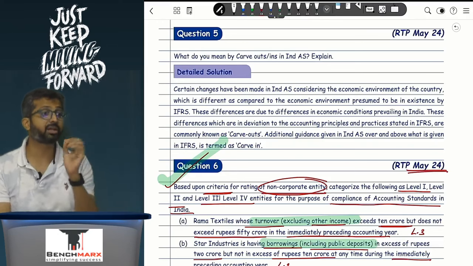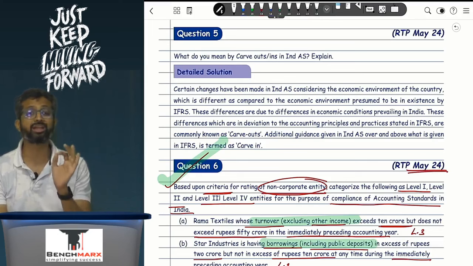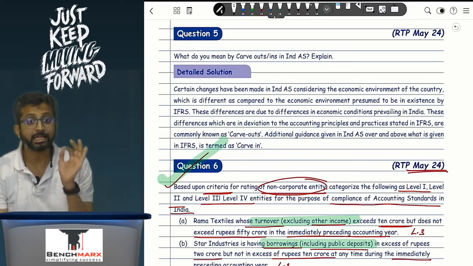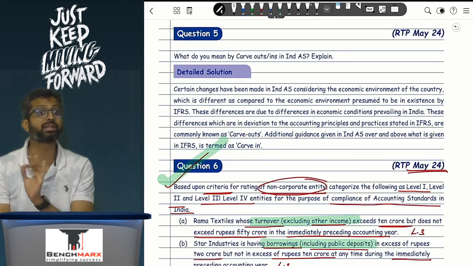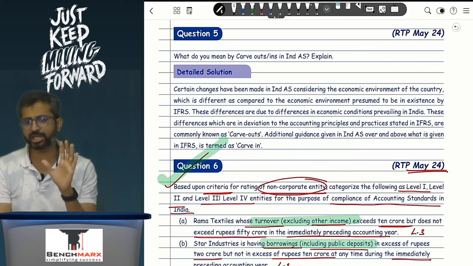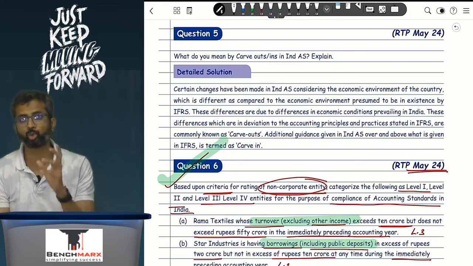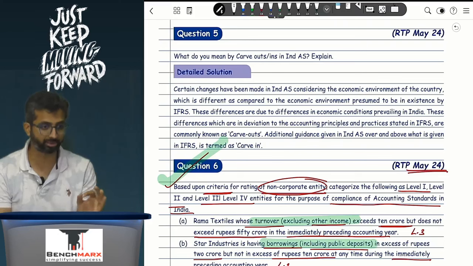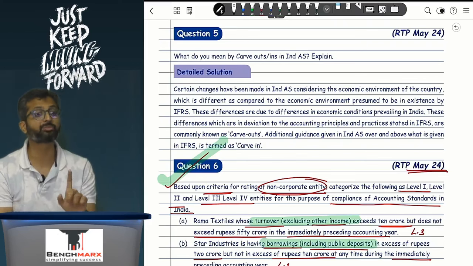And hence internationally there is an accounting framework called as IFRS. Have you heard about it? International Financial Reporting Standards, IFRS. It is issued by IASB, International Accounting Standards Board, which is there in the UK. And as we speak, close to 140 or 150 countries across the world are preparing their accounts as per IFRS.